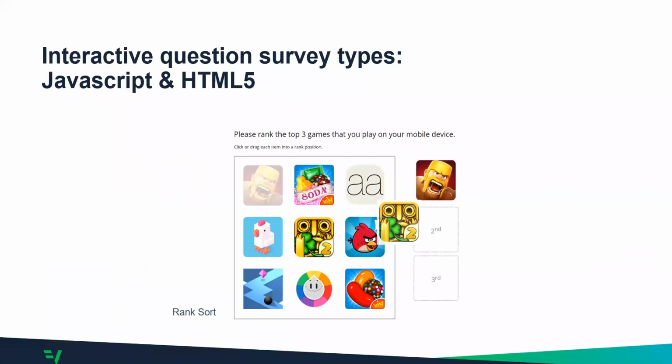So here's an example of an interactive question, a rank sort type, where the user can drag and drop the various visuals or the picture icons to indicate rank order, or their top 3 preferred mobile games here in this example. As you can see, this type of format provides a much more visual and interactive way for the respondent to engage with the survey. Not just a point and click task, but now it's a drag and drop task, and you see the neat visuals and the animation there.